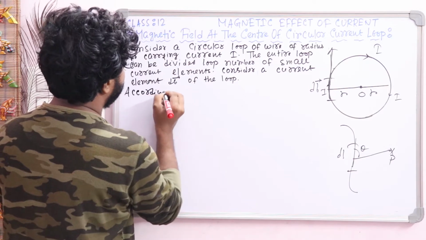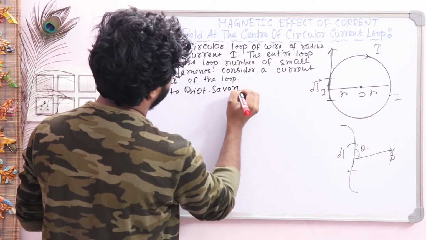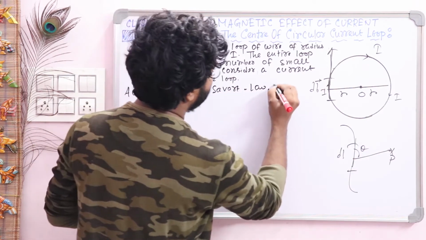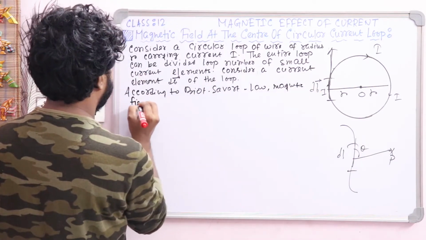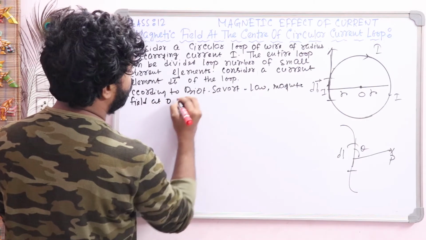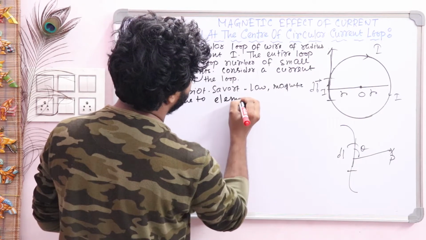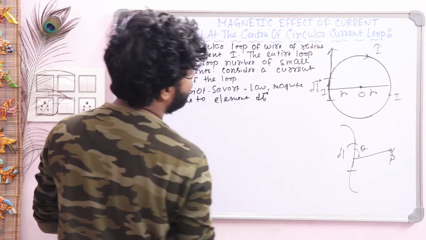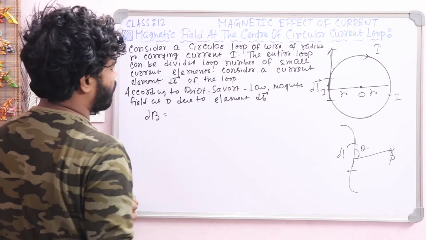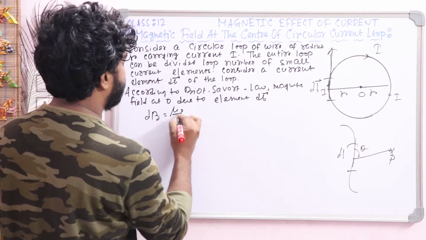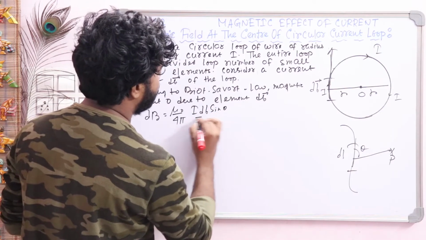According to Biot-Savart law, magnetic field at O due to current element del L vector, that is named as dB vector, and you write it in magnitude form, and the formula is mu naught by 4 pi I del L sin theta divided by R square.